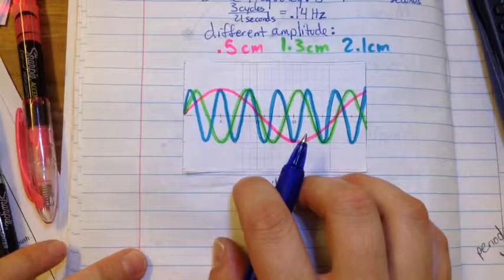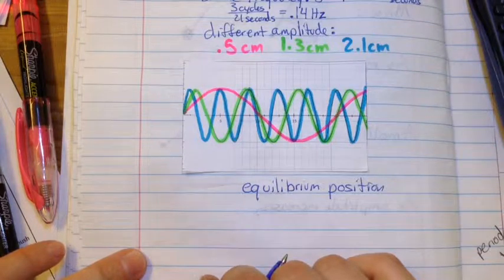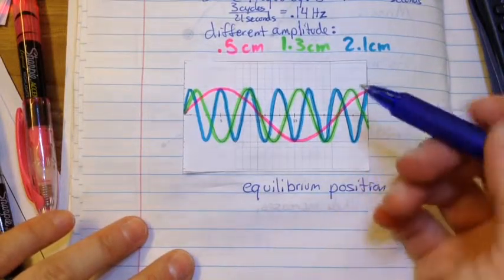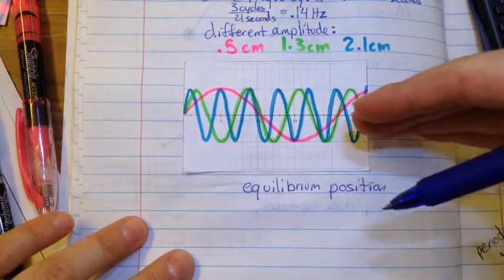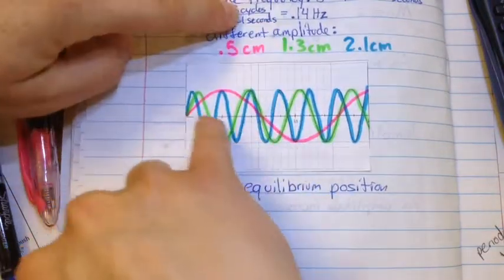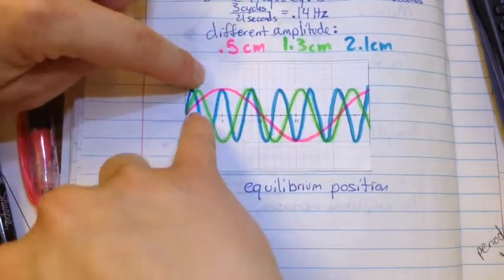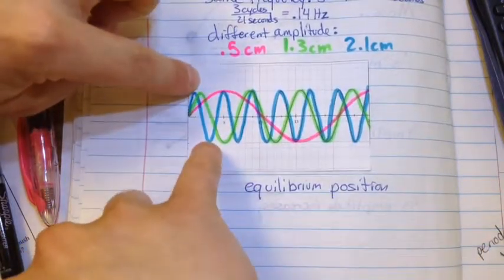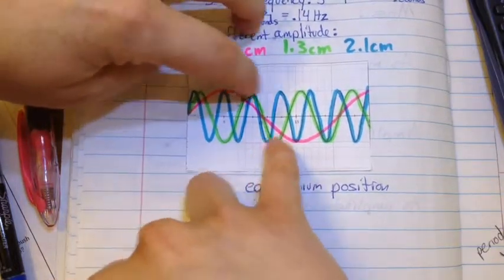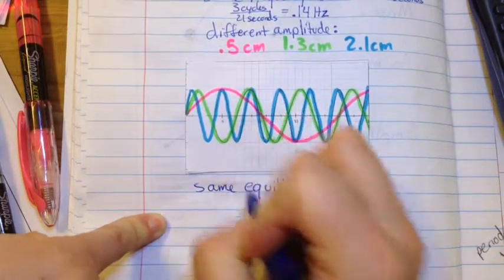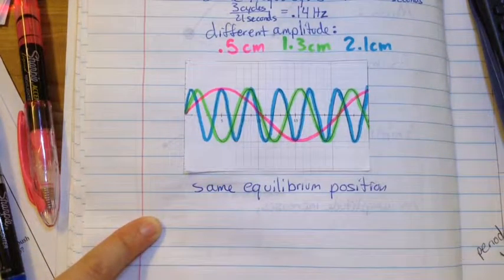Once you have colored those 3 graphs, let's talk about equilibrium position. For the 3 graphs, are they the same or are they different? Equilibrium position is that horizontal point of symmetry. In the pink graph, the equilibrium position is right there. The green graph, right between the middle, same thing. The blue, between crest and trough, middle of the line, right there. They all have the same equilibrium position. Is it always going to be the same? Yes.